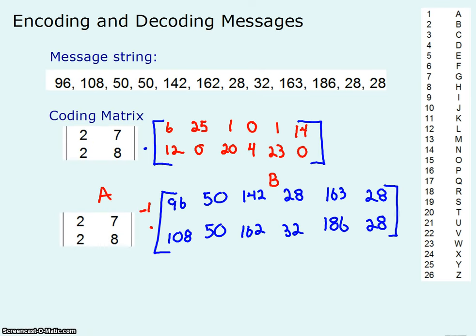Now what I'll do is figure out what that message is. 6 is F, 12 is L, 25 is Y, 0 is a space, 1 is A, 20 is T, 0 is a space, 4 is D, 1 is A, 23 is W, 14 is N, and that's a space. So the message was fly at dawn.